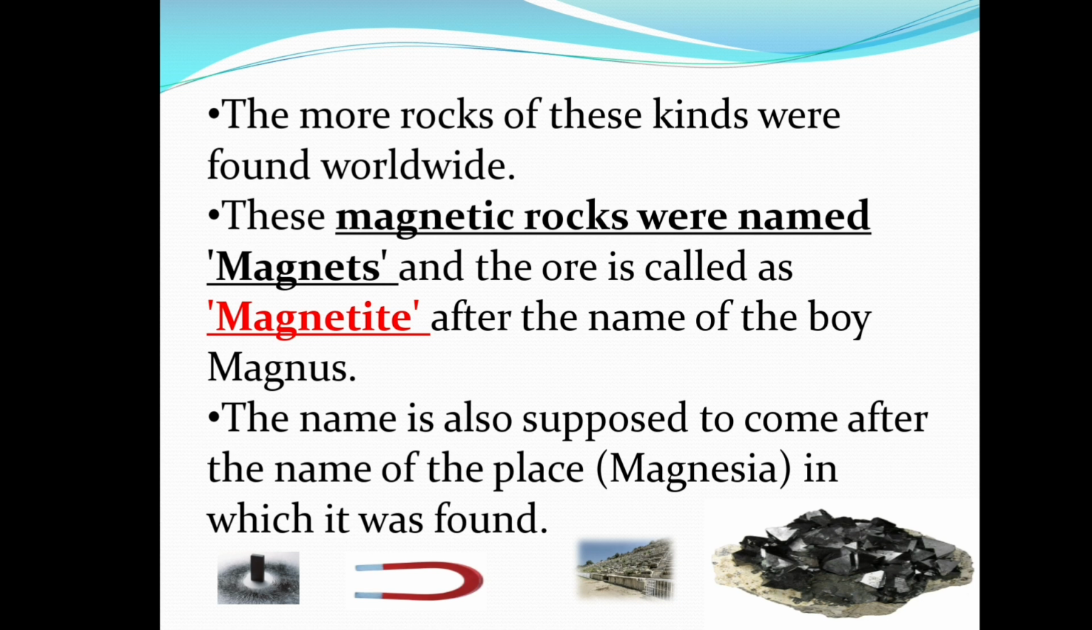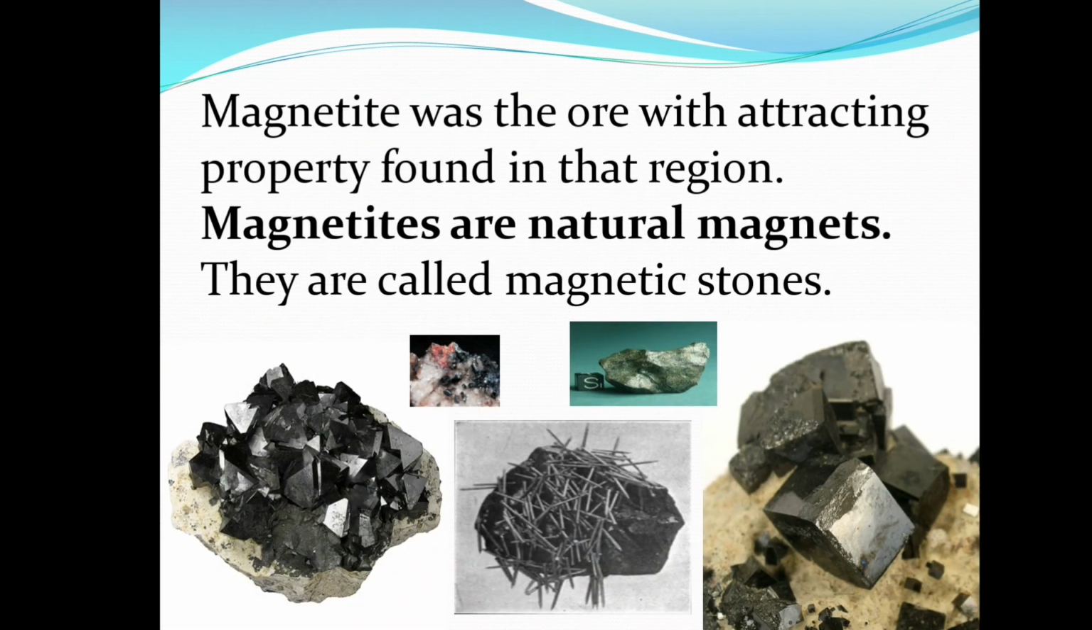So the magnetite was named after the boy Magnus, and the name is also supposed to come from the place where it was discovered, that is Magnesia. Magnetite was the ore with the attracting property found in that region. Magnetites are natural magnets. They are called magnetic stones.